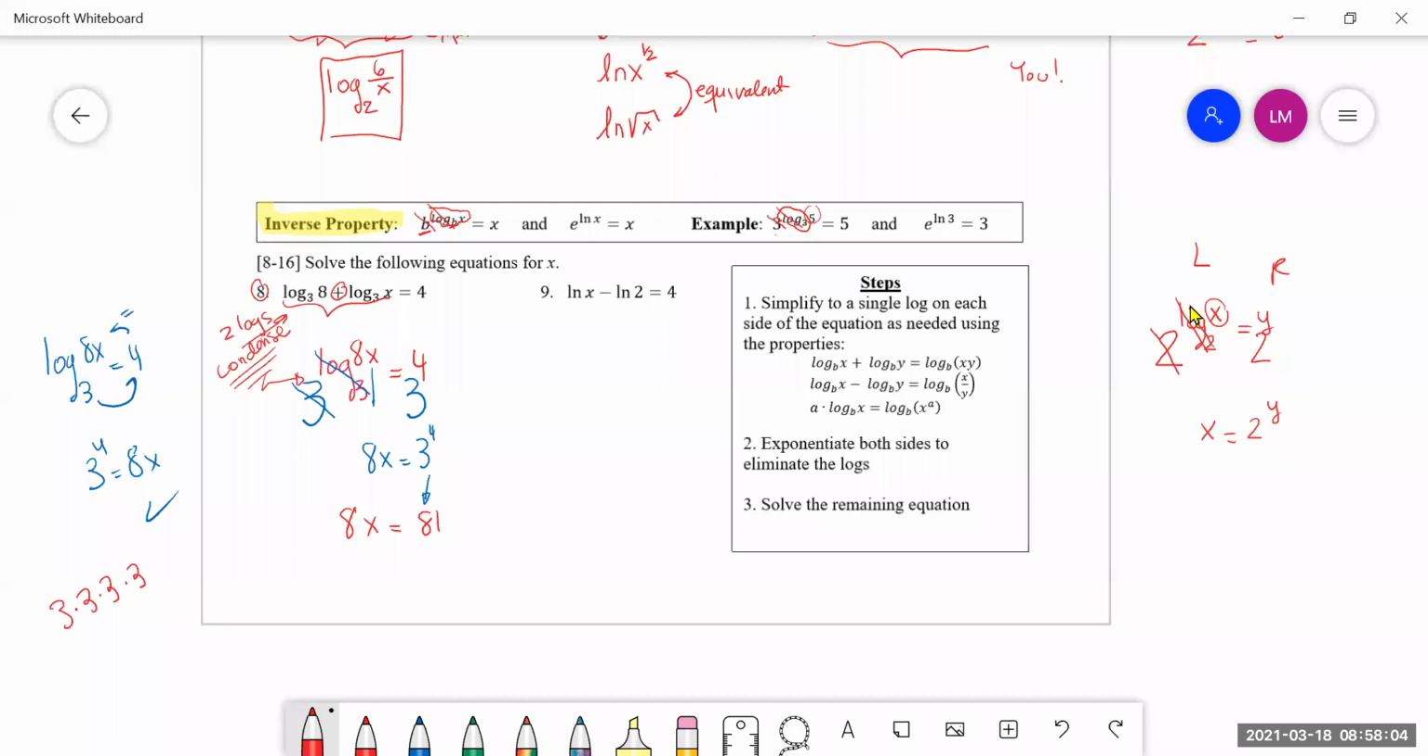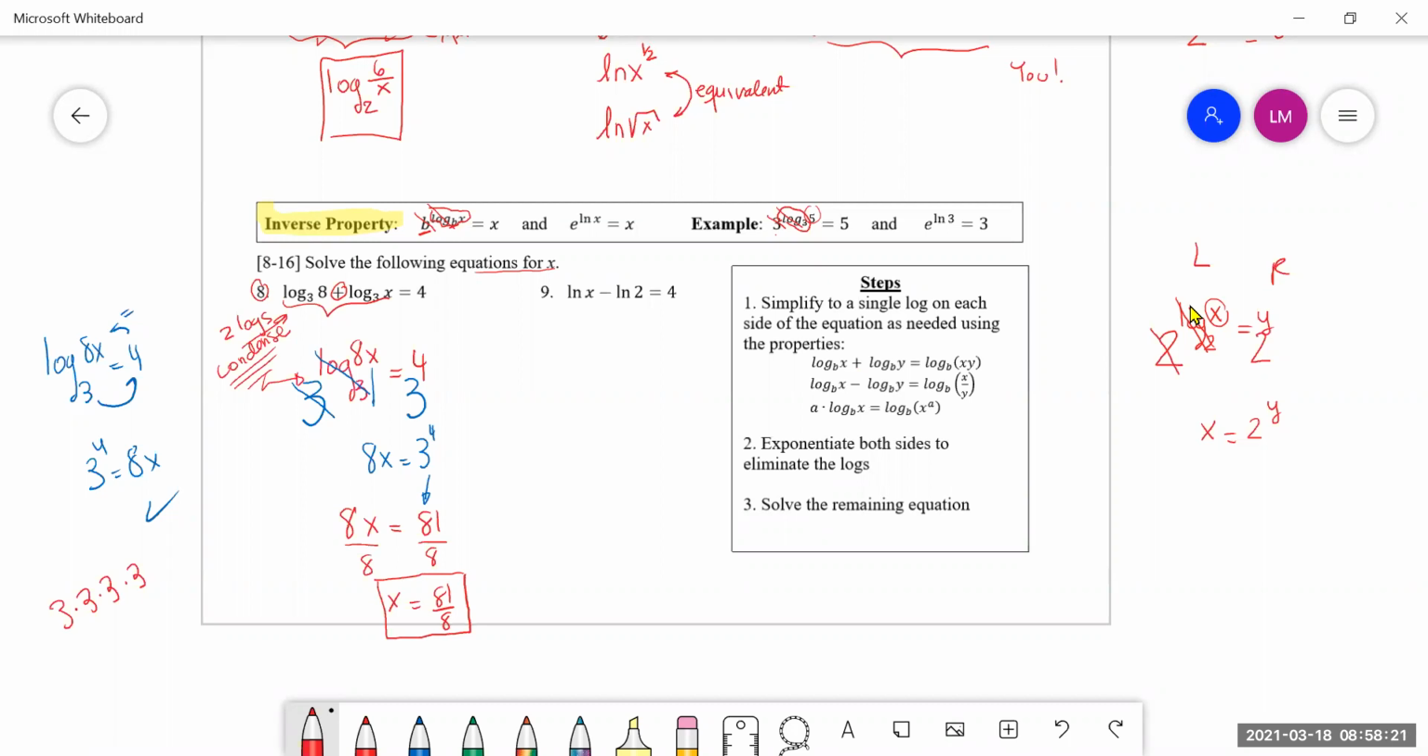Then I want to isolate because I want to solve the equation for x. So I'll divide both sides by 8, and then x equals 81 over 8. Let's not turn it into decimals. Let's just keep it as a fraction. It's improper, but that's okay.